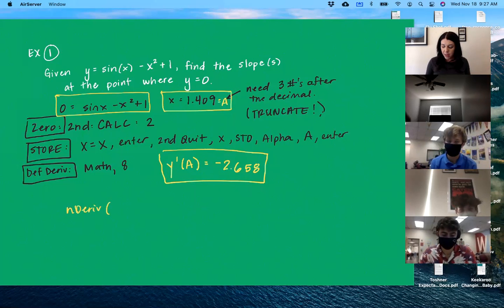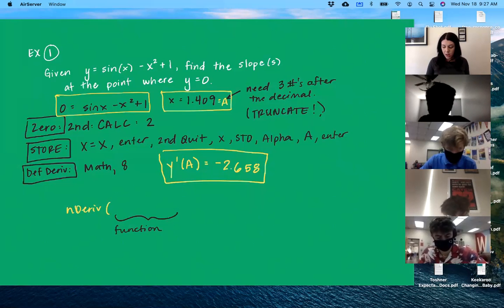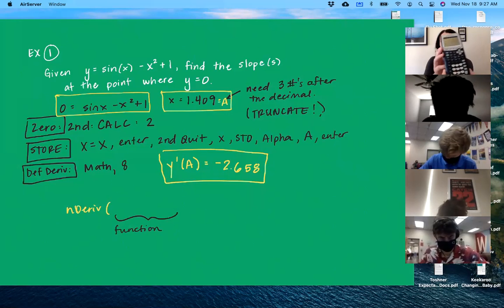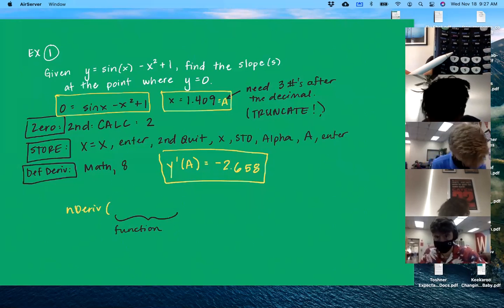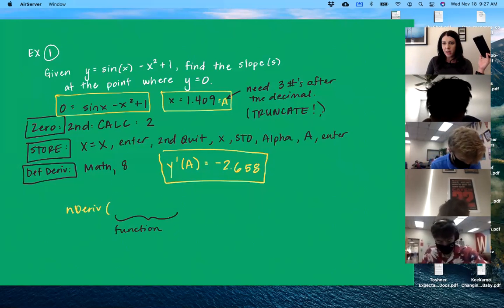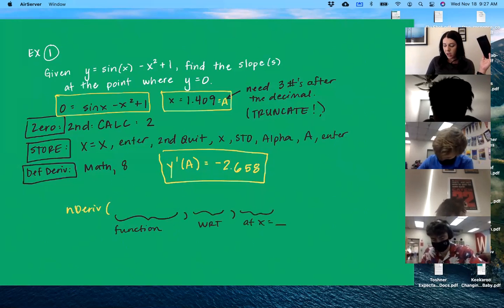What you're going to type in, please write this down, is the function first. Then a button you've probably never noticed on your calculator is the comma. It's right next to the parentheses. So it's right here, a comma. I'm trying to show it as best I can. So you would have a comma, and then your next thing is with respect to, and then another comma, and then at x equals whatever. Okay, and then a closed parentheses.